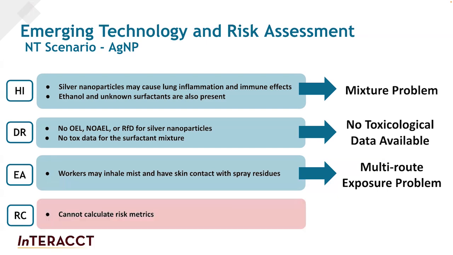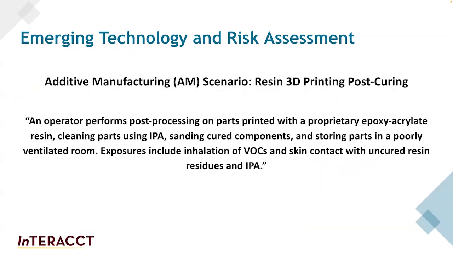Finally, when we get to risk characterization, we hit a roadblock because of the missing toxicity values and complex exposure routes. We simply cannot calculate standard risk metrics like hazard quotients or cancer risk. So this scenario clearly demonstrates the real-world complexity of assessing risks from emerging technologies, especially when mixtures and data gaps are involved.